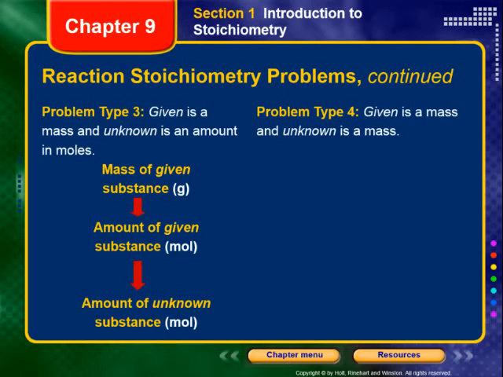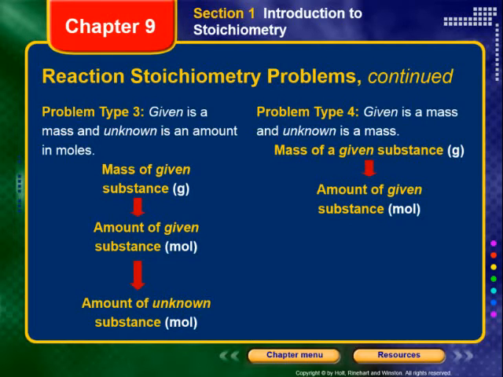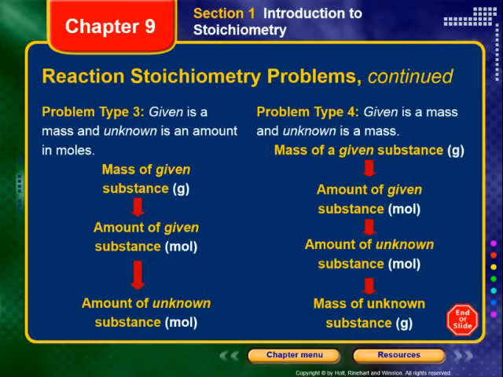And lastly, problem type number 4, if the given is in mass and the unknown is in mass, we'll start by using the molar mass of the given substance to go from the mass to the moles of the given substance. Use a mole ratio to go from one substance to the other. So now we're talking about the unknown substance. And then we'll use the molar mass of the unknown substance to convert to the mass of the unknown substance.